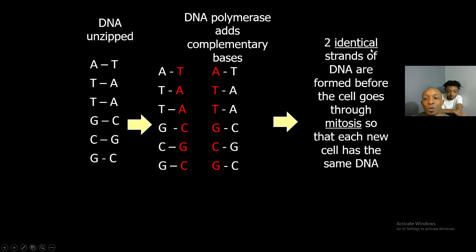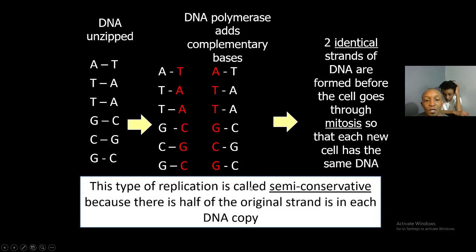And then if you notice, 2 identical strands of DNA are formed before the cell goes through mitosis so that each new cell has the same DNA. If you take a look at this side right here, this left side is completely identical to this left side. Same thing with this right side of this DNA strand. Completely identical to this right side of the DNA strand. So this type of replication is called semi-conservative because half of the original strand is in each DNA copy.